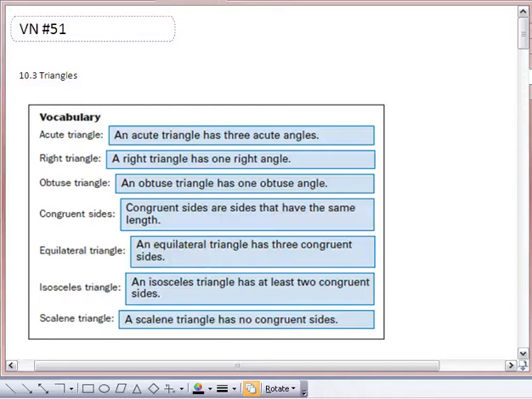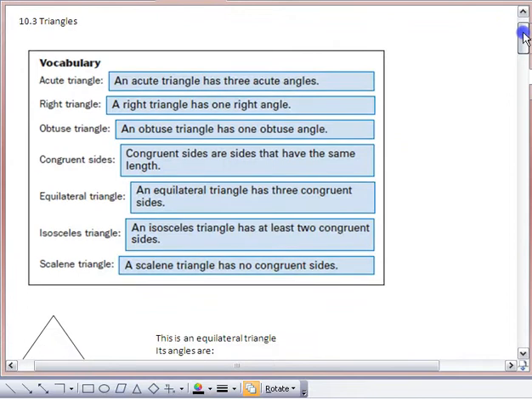Video 51, Triangles and Polygons. Let's start with triangles.